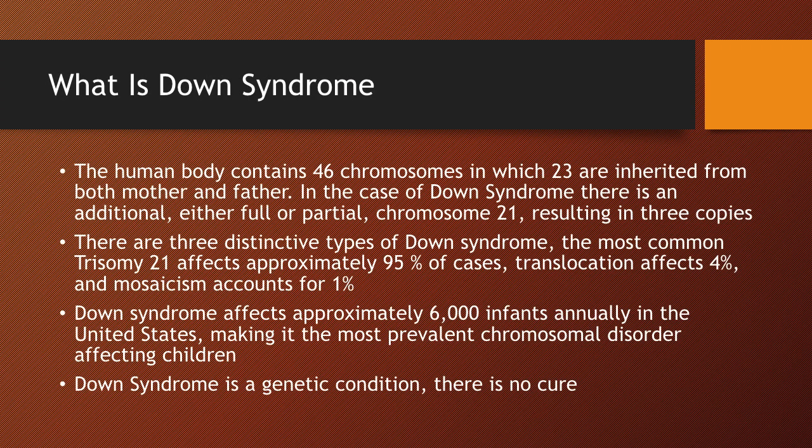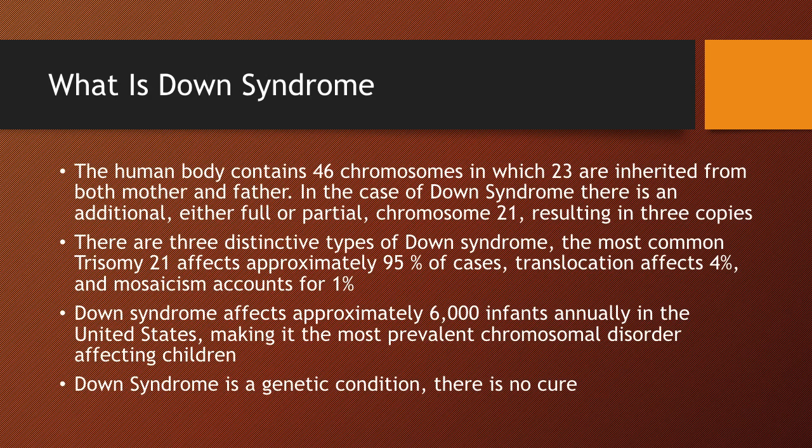What is Down syndrome? The human body contains 46 chromosomes, in which 23 are inherited from both mother and father. In the case of Down syndrome, there is an additional, either full or partial, chromosome 21, resulting in 3 copies. There are 3 distinctive types of Down syndrome.